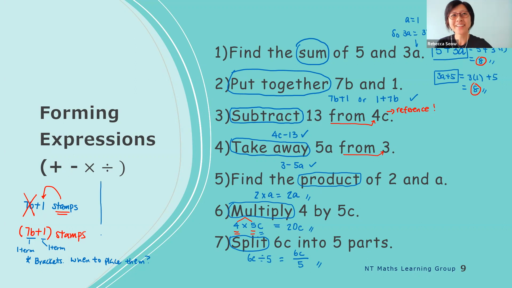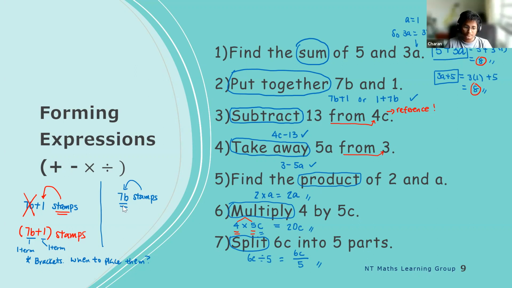However, if we were to have just one term as the answer, let's say in terms of stems, we have 7b stems. There's no plus or minus something. We don't need to put a bracket because this 7b already refers to the number of stems. Okay, so hope this clarifies. All right, so I'm going to move on.